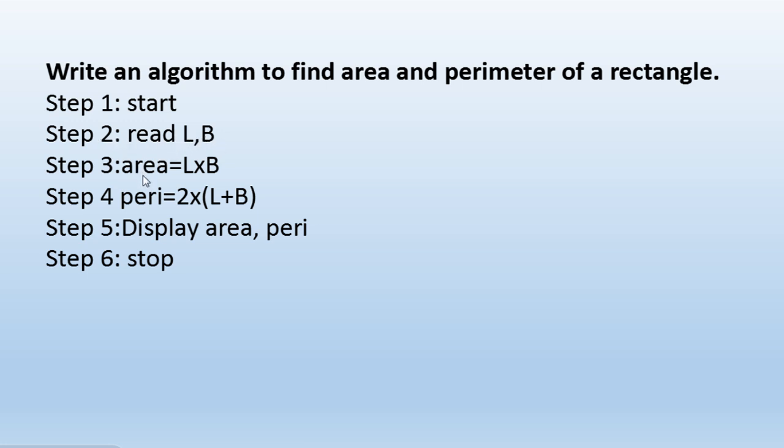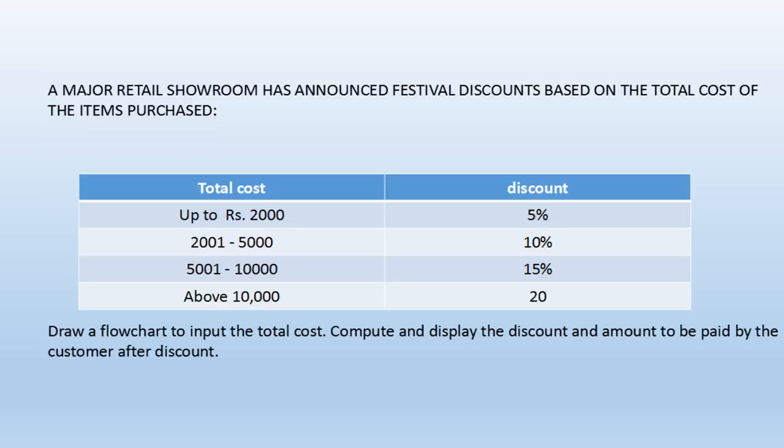Then you are calculating area, which is length into breadth. Perimeter is 2 into length plus breadth. Into sign can be asterisk here also, or you can give simple multiplication, right? And then you're printing area and perimeter. You can write print also here, and then finally you are stopping. So this program, we have drawn the flowchart. Let us see the algorithm.